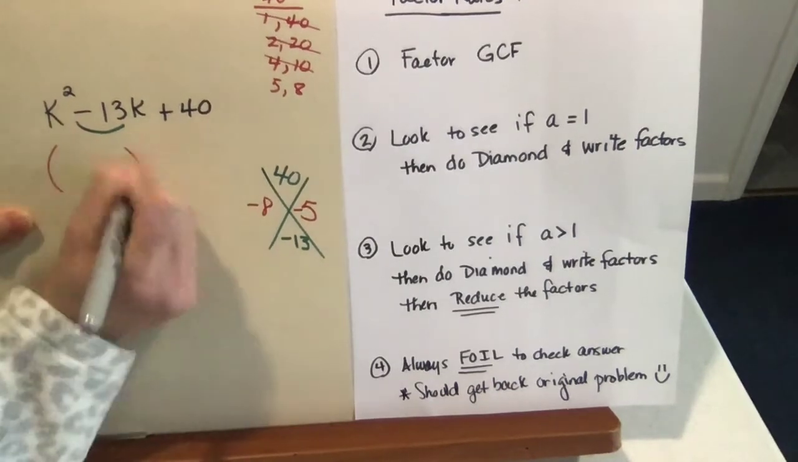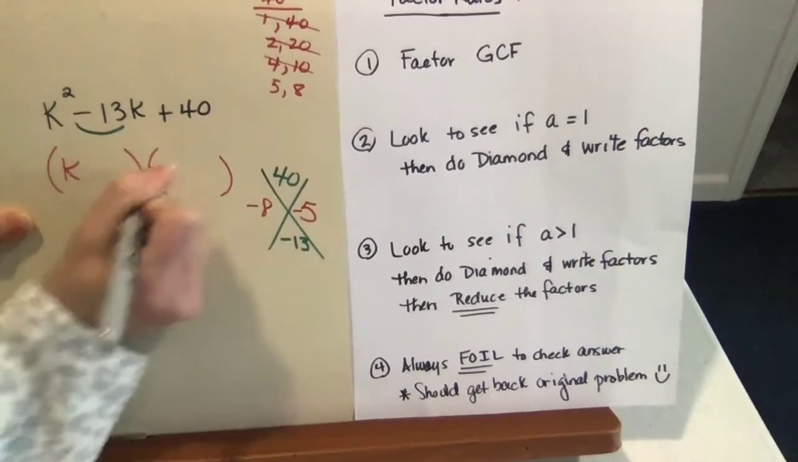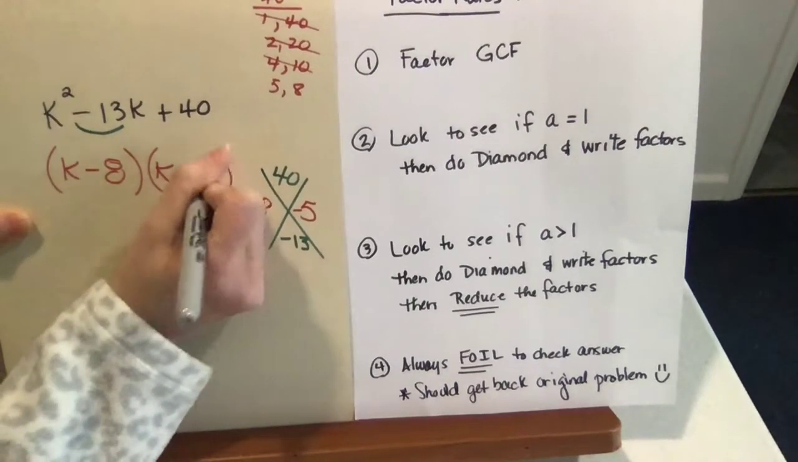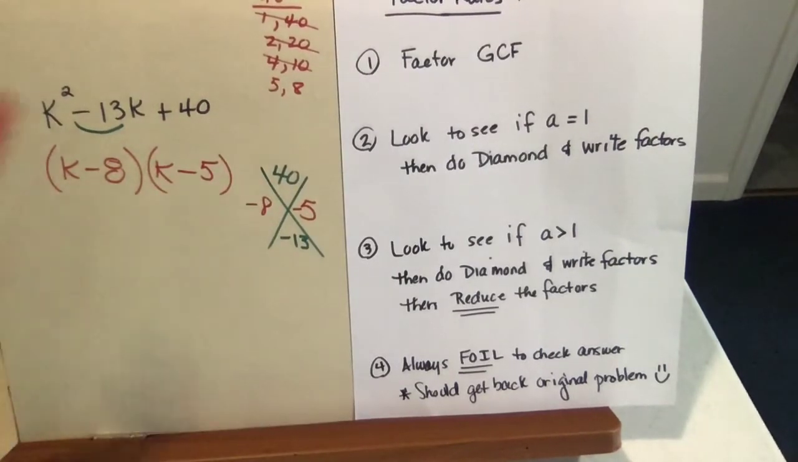So open up your factors. K goes in each first term. So it's k minus 8 and k minus 5. And that is it. And then you can check yourself by multiplying out.